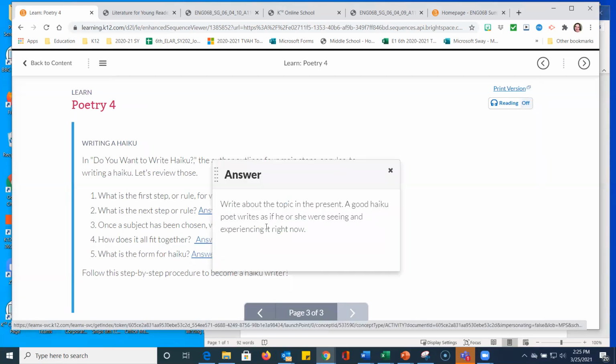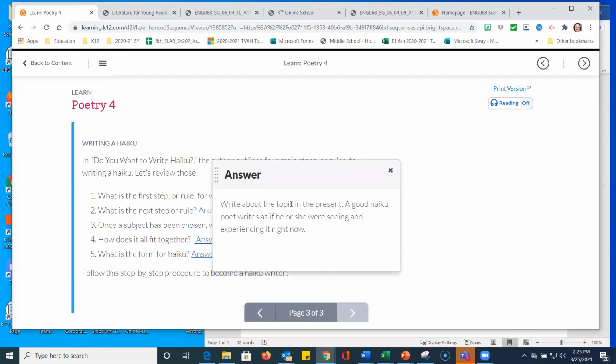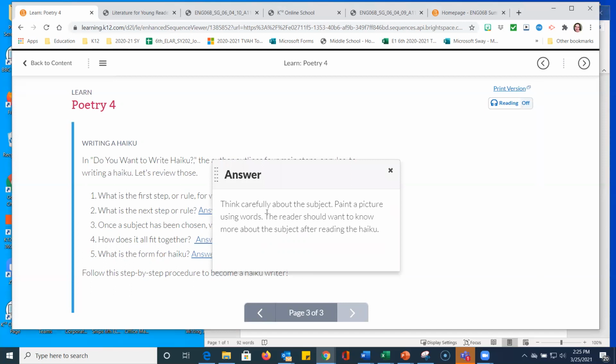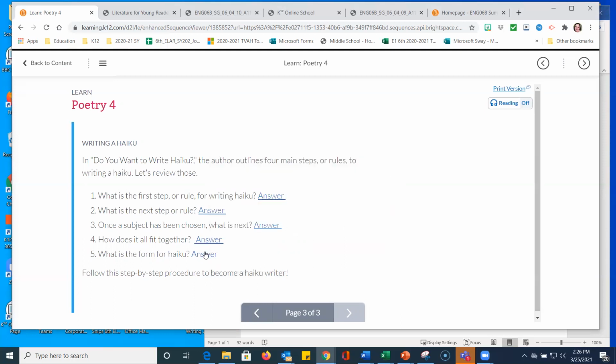What is the third? Write about the topic in the present tense. A good haiku poet writes as if he or she is seeing and experiencing it right now. How does it all fit together? Think carefully about the subject. Paint a picture using words. The reader should want to know more about the subject after reading the haiku.